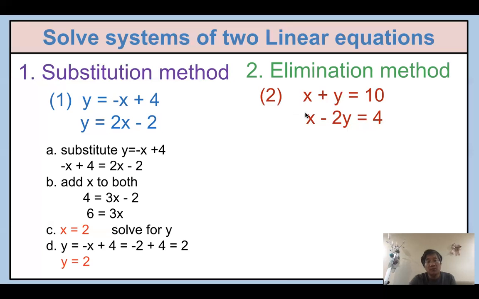If they have two different variables, you should multiply the whole equation by the coefficient like this. For example, I want to eliminate y. This is negative 2y. Then what should I do? I multiply the first equation by 2. So 2x plus 2y equals 20. You write down here again, 2x plus 2y equals 20. Then you can eliminate y. This is a negative 2y, this is a positive 2y, you add, right?